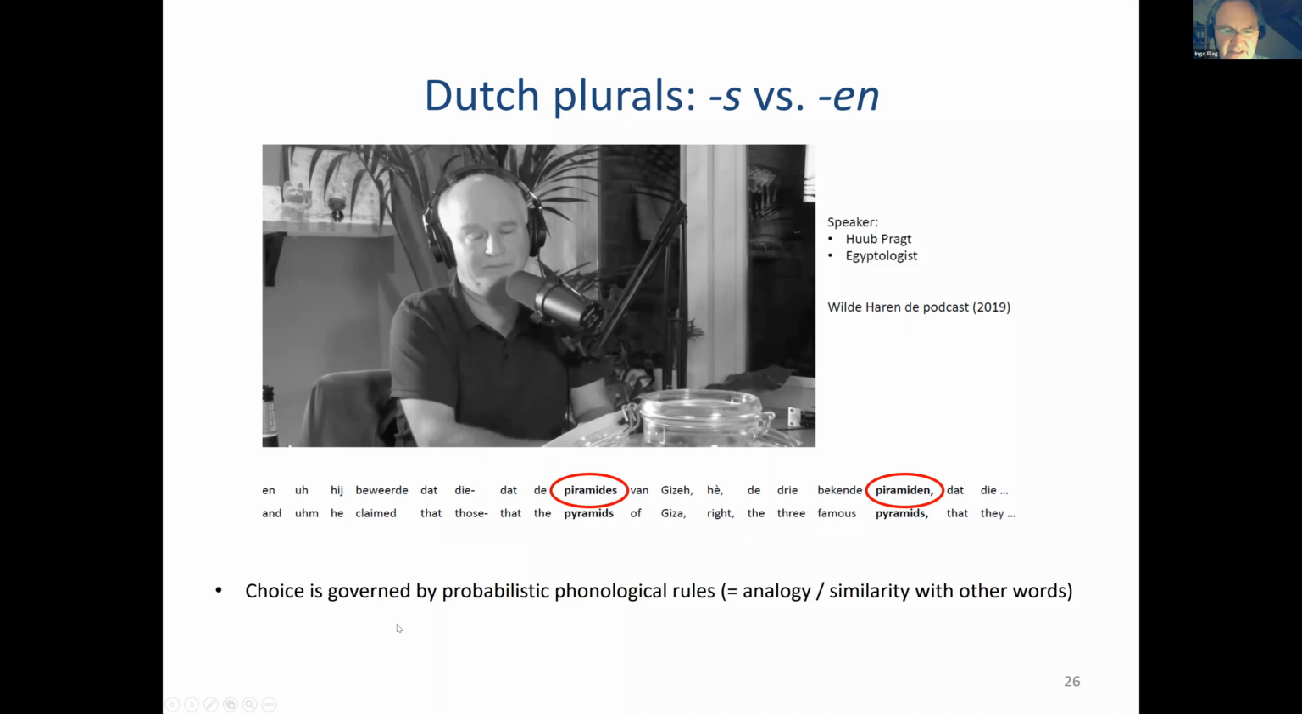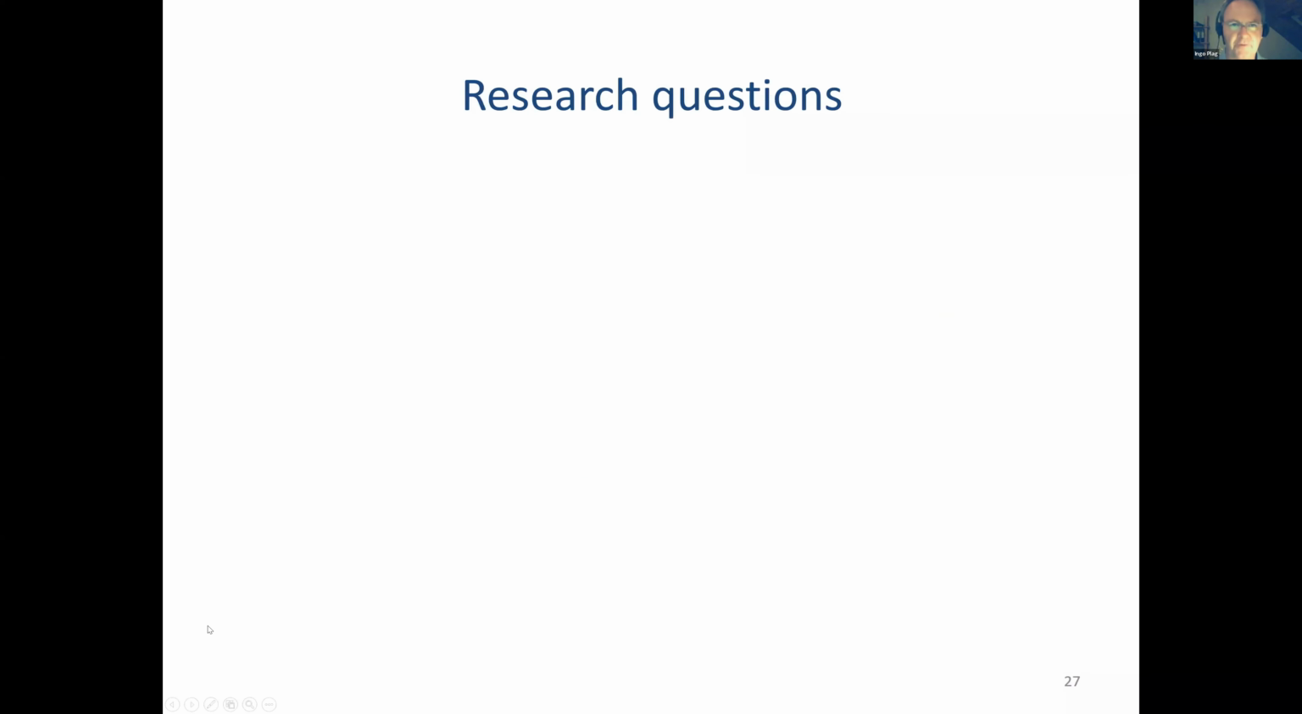Now, if you take a broader look, you can find out, and many people have done this, that the choice is governed by probabilistic phonological rules, or by analogy or similarity with other words. And sometimes the rules predict actually 2 possible forms. In other cases, they make clear predictions towards one form, but sometimes one rule says this is a good plural, and the other rule says this is a good plural, and it's exactly the other plural for the same word. So there's a problem here.